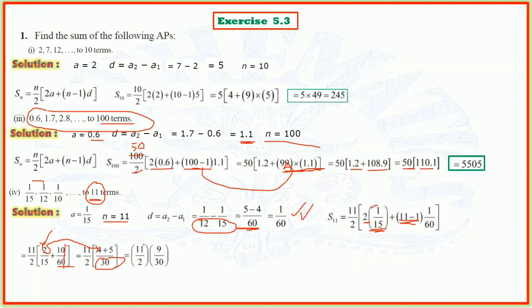Which is equal to 11 by 2 into 5 plus 4, 9 by 30, equals 3 threes are 9 and 10 threes are 30. So 10 twos are 20 and 11 threes are 33. So this is the sum of all terms of question number 4.